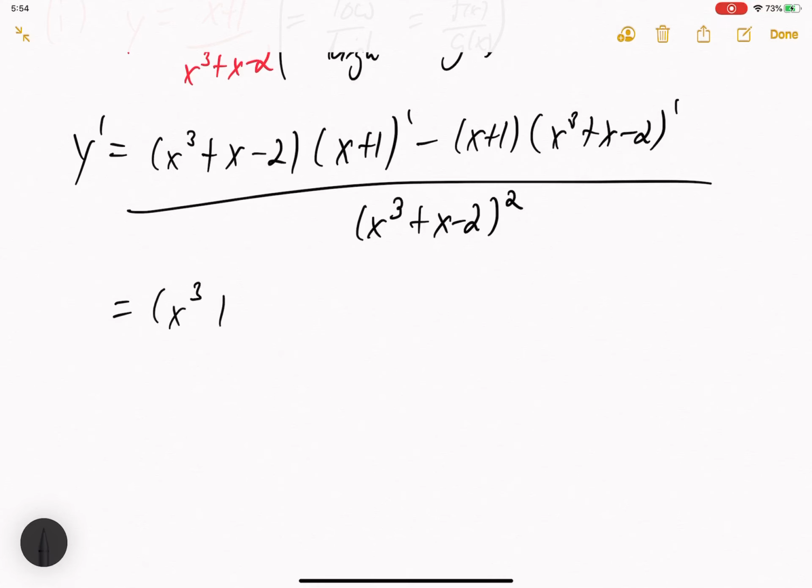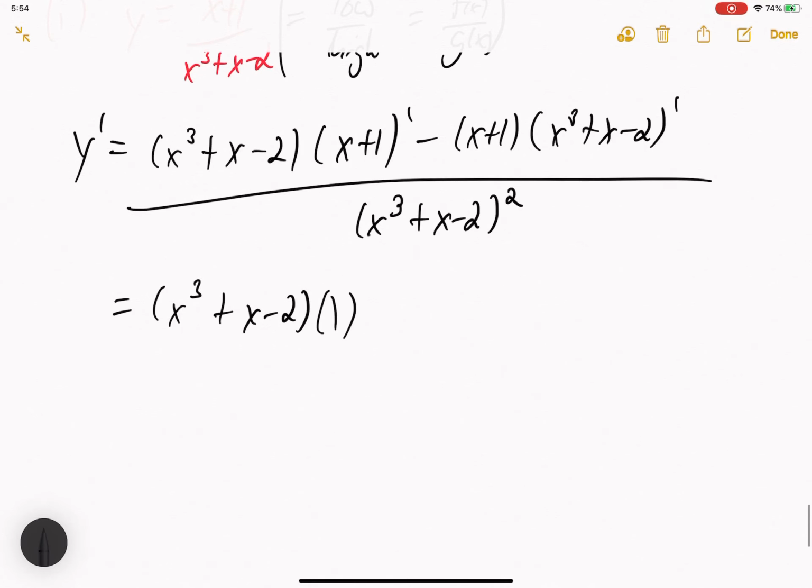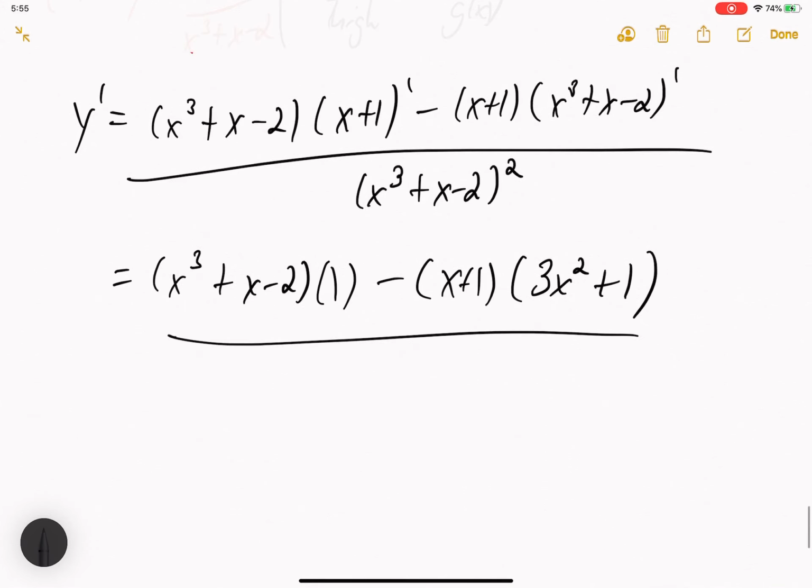Let's take the derivatives. X cubed plus x minus 2, times the derivative of x plus 1, that's just 1. Because the derivative of x is just 1, the derivative of 1 is just 0, and minus x plus 1 times the derivative of x cubed plus x minus 2. So that'll be 3x squared plus 1. Because the derivative of x is just 1, and then the derivative of minus 2 is just 0. And again, still all over x cubed plus x minus 2 squared.